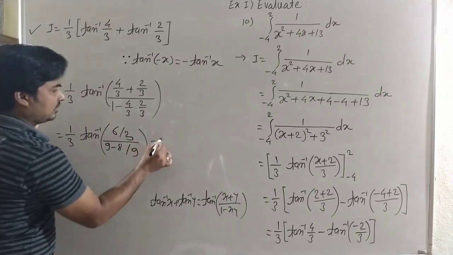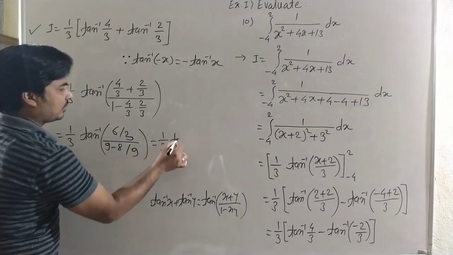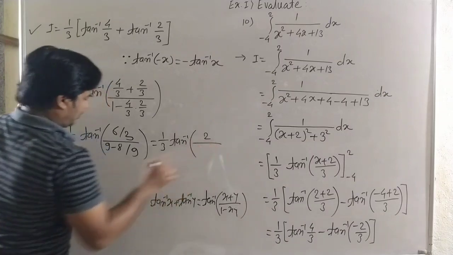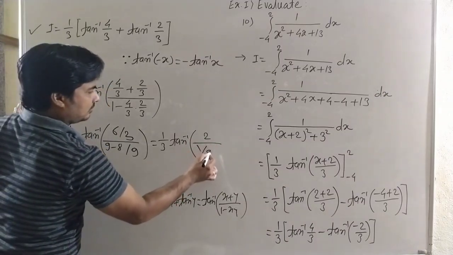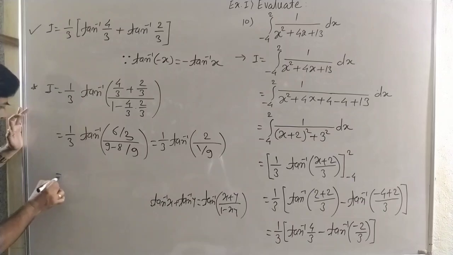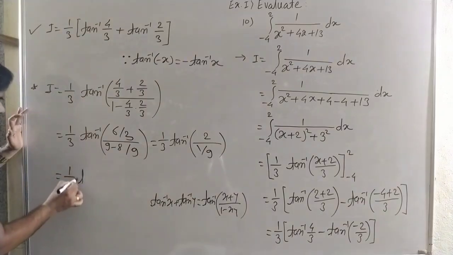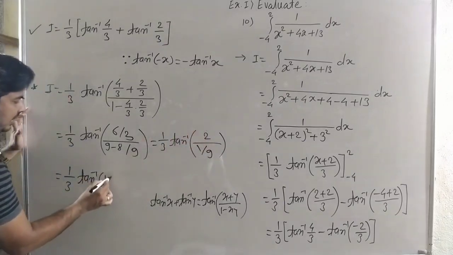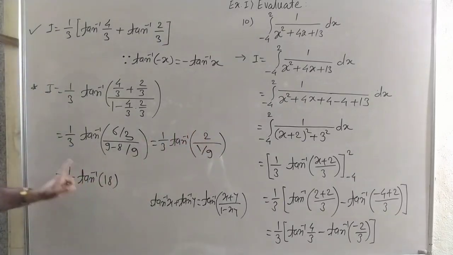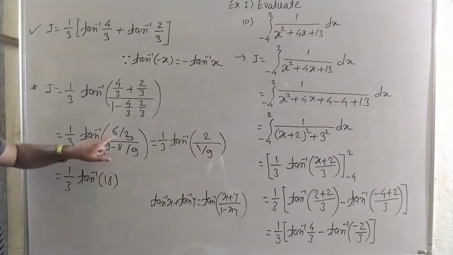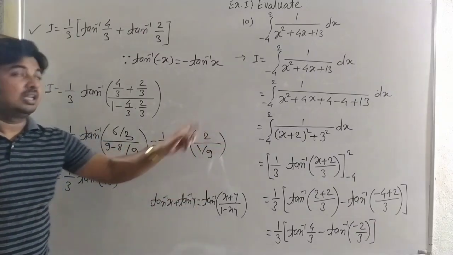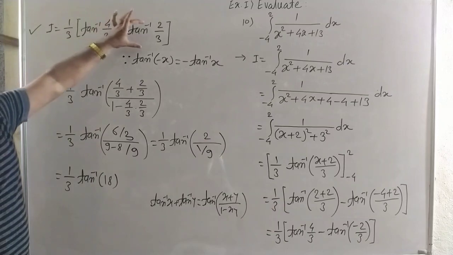And now the calculation, it is 1 by 3 tan inverse of 2 upon 1 by 9. That means the last answer is 1 by 3 tan inverse of 18. Here it is 2, and 9 minus 8 means 1 upon 9. This answer is sufficient for the board exam.